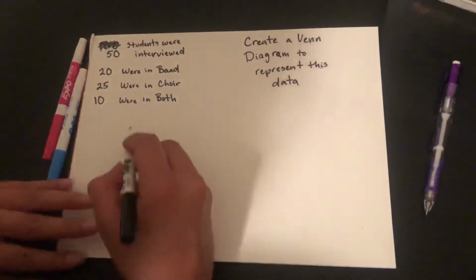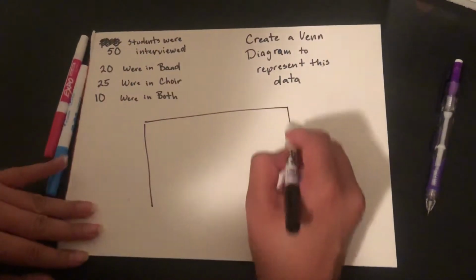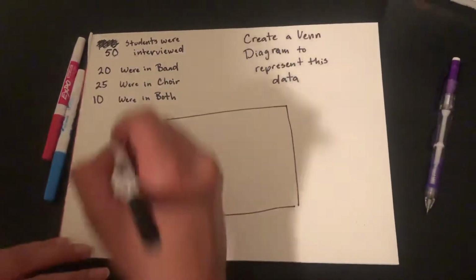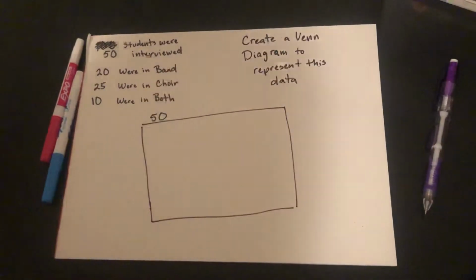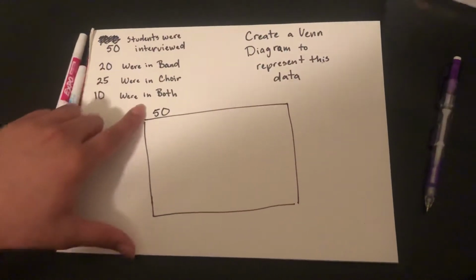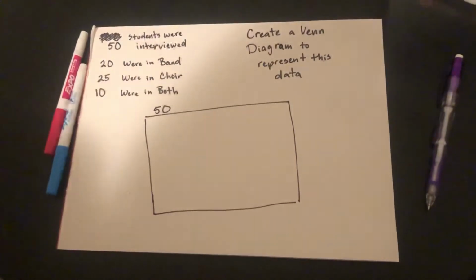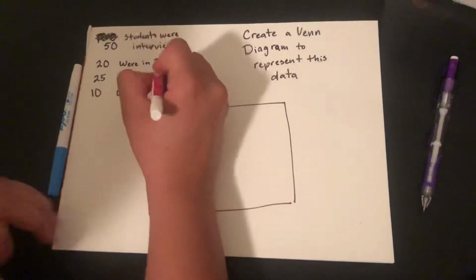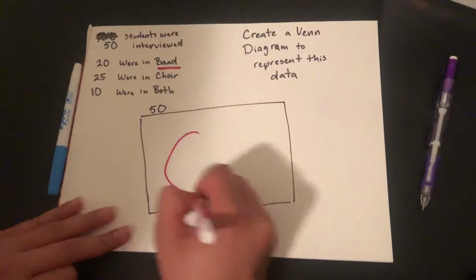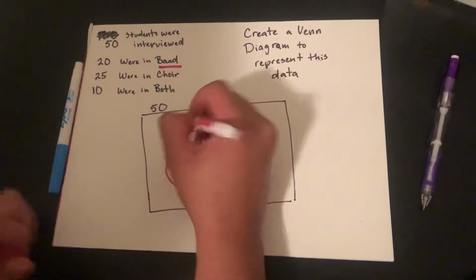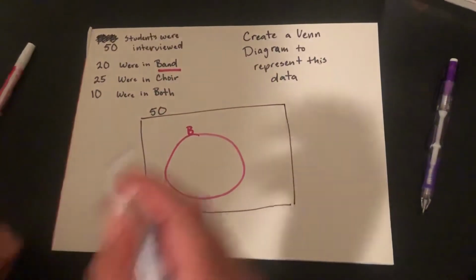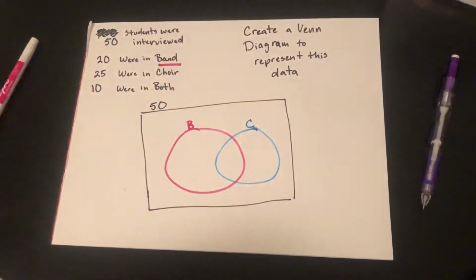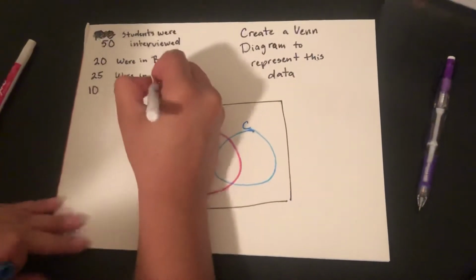So we have a sample space. And I know my sample space is gonna represent a total of 50 students. I like to write my sample space up there. You can write it pretty much anywhere as long as you know that's how big your sample space is. And then my two events are gonna be band. So we'll make one circle for band. And my second event is going to be choir. So that one's going to be C.